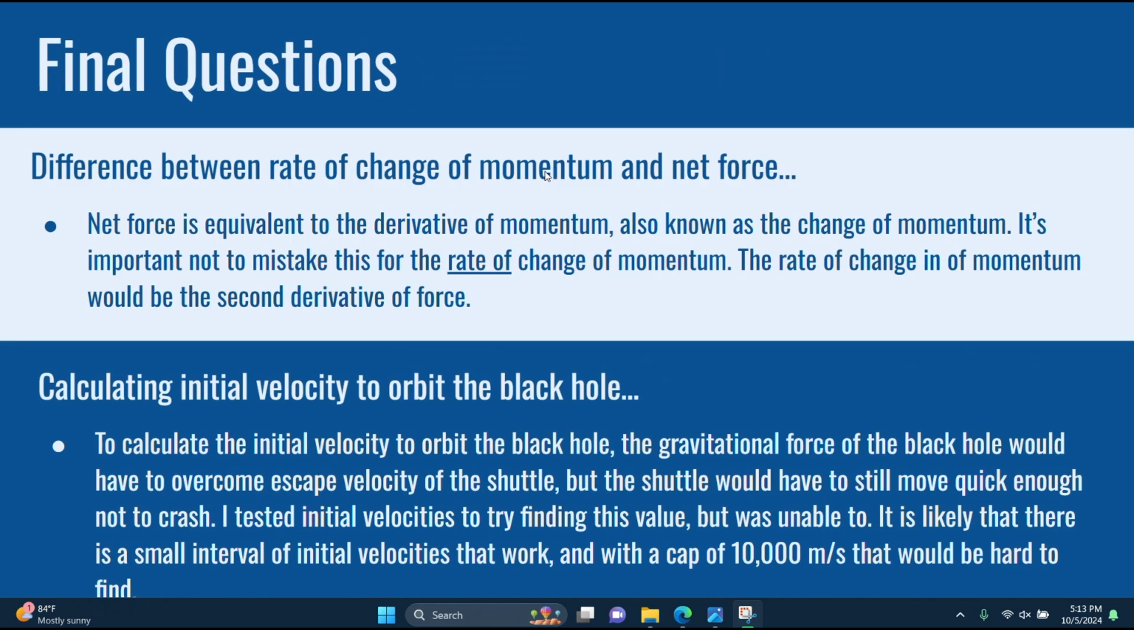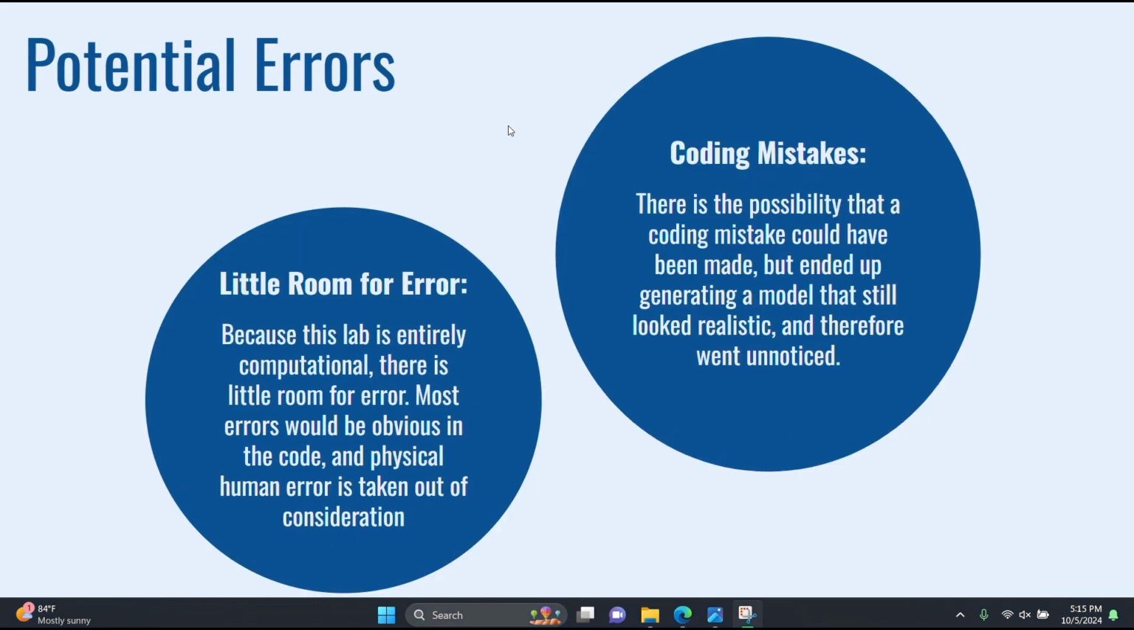Now, the difference between rate of change of momentum and net force: well, force is just the first derivative of momentum, but rate of change of momentum is the second derivative. For the ship to enter an orbit around the black hole, it has to travel less than 10,000 meters per second, but there's a very small window because of how it could end up crashing into the black hole. There's very little room for error in this experiment because it's entirely computational, but coding mistakes could have occurred.